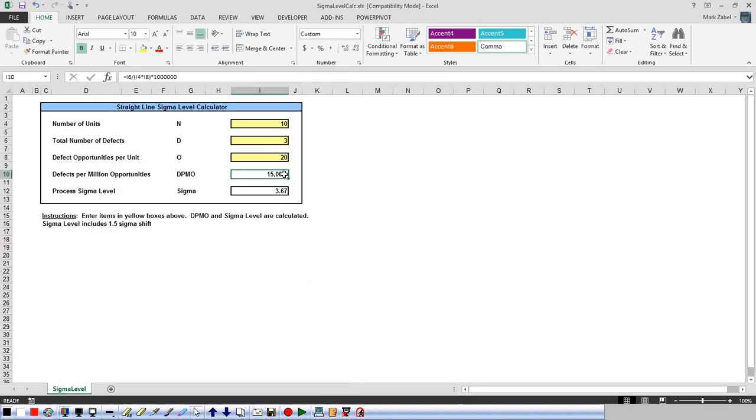Sigma level definitely has some shock value. But, if we did that, we could have easily just said there's 1 opportunity per unit, and that would show 70% good or a sigma level of 2.02. That's pretty bad. That's a pretty bad situation. Make sense? Hopefully that does.